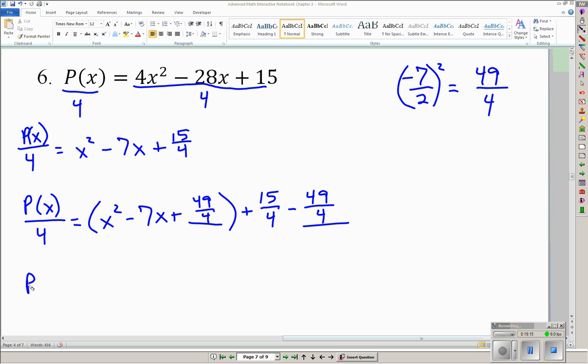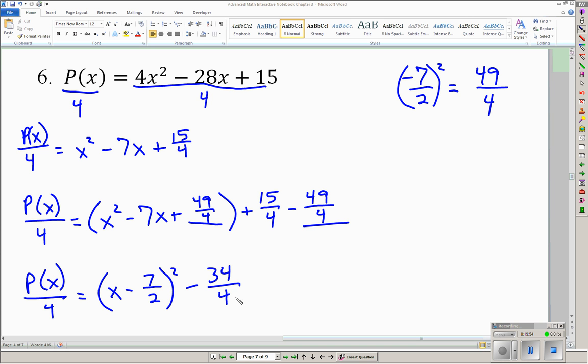Now factor it. Square root the x squared, that's an x. That minus sign there. Square root 49 fourths. Square root of 49 is 7. Square root of 4 is 2. Now we already have a common denominator here, so 15 fourths minus 49 fourths. That will be a negative, what is that there, 34? Yeah, 34 fourths.